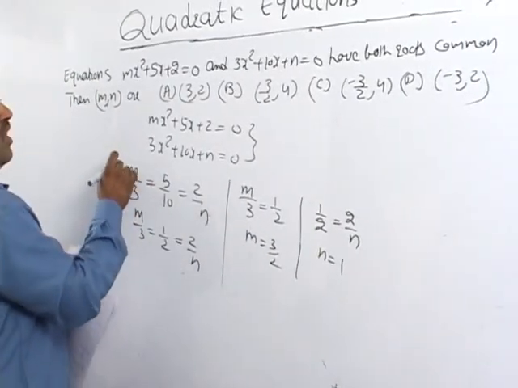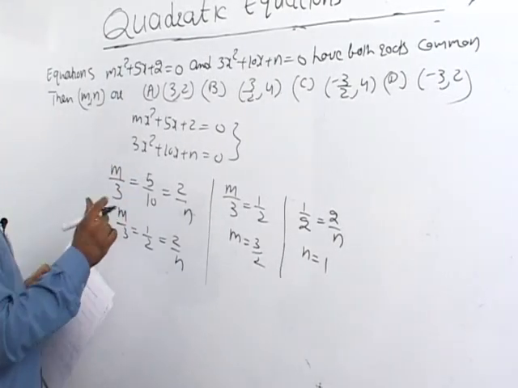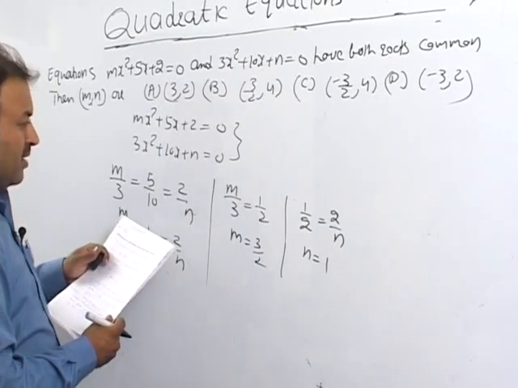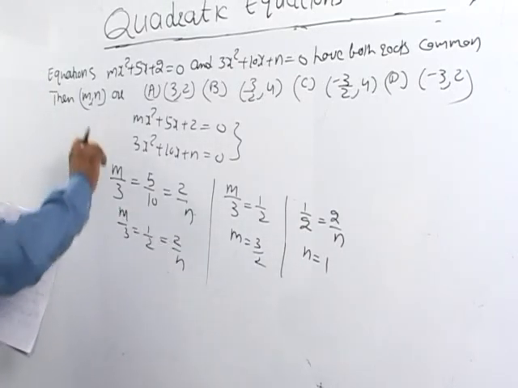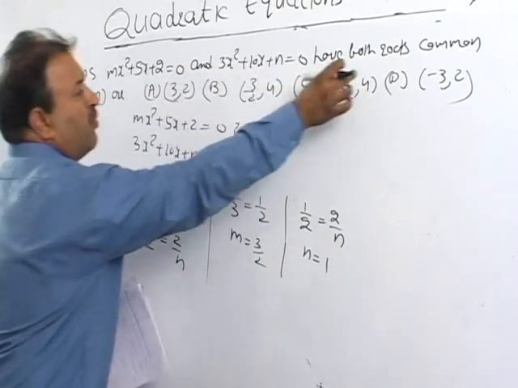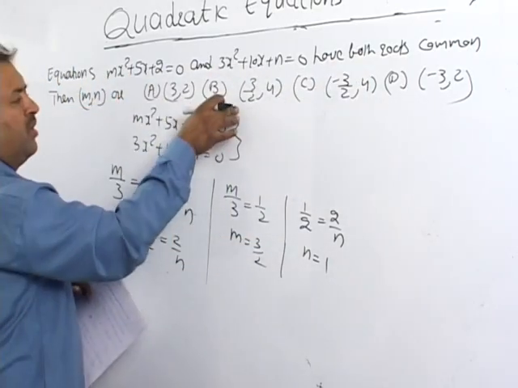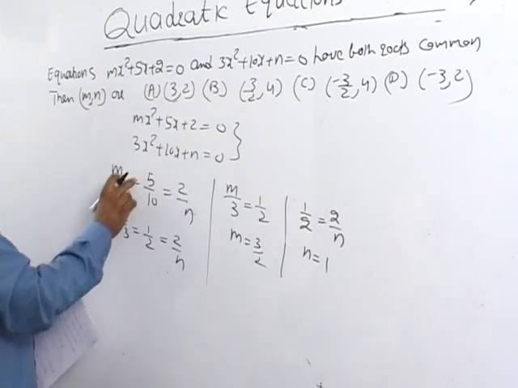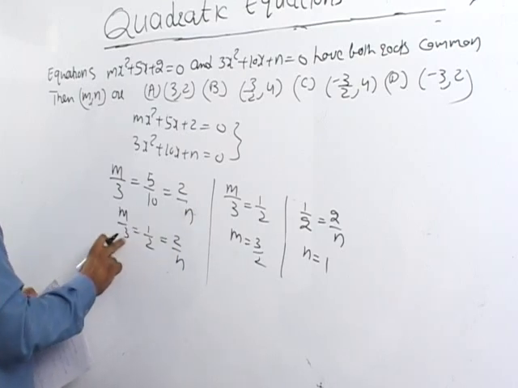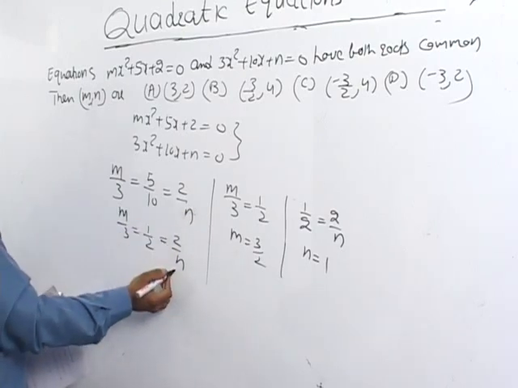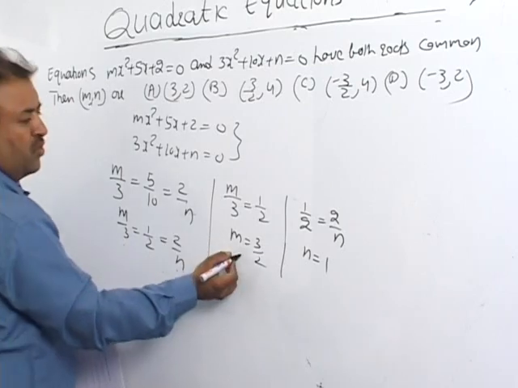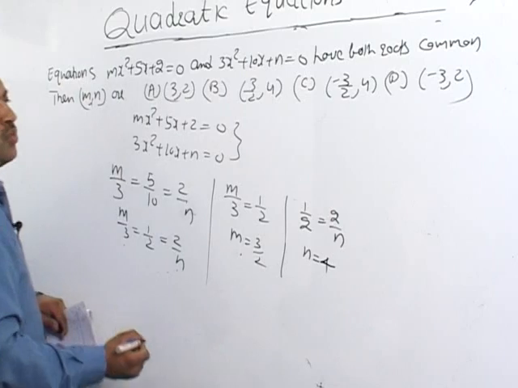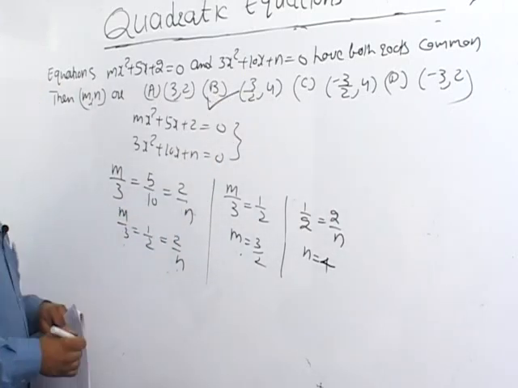The right option we are going to get is... I think we have written some wrong answer by mistake. I again read out the answer. It comes out to be, say no. We just check the question. The equations have both roots common. There is no mistake in the question, so we start doing it and check it once again. These equations have common roots: m upon 3, 5 upon 10, 2 upon n. See, m upon 3 is 1 by 2, 2 upon n. Then m is equal to 3 by 2. Here n is not 1. 2 into 2 becomes 4. So the right option we got is B.